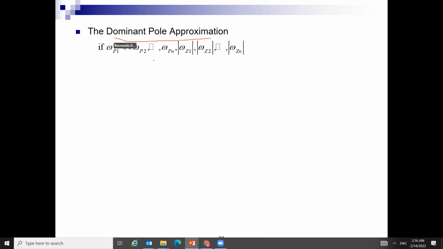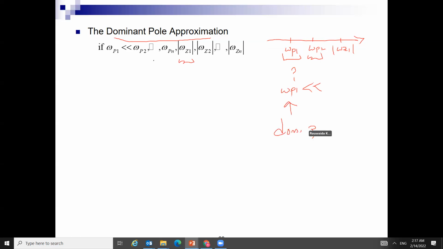If I have the different poles, WP1, and this is the axis of the frequency, followed by WP2, let us say, followed by WZ1, the smallest one, I check on it, and I double check if omega P1 is much smaller than all other poles and the absolute value of the other zeros, then I can assume that this is the dominant pole. And I would approximate the 3 dB frequency to be approximately equal to this dominant pole.